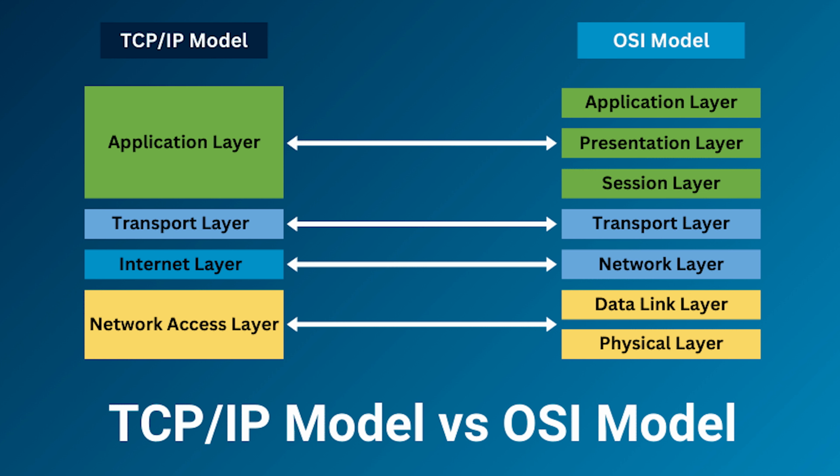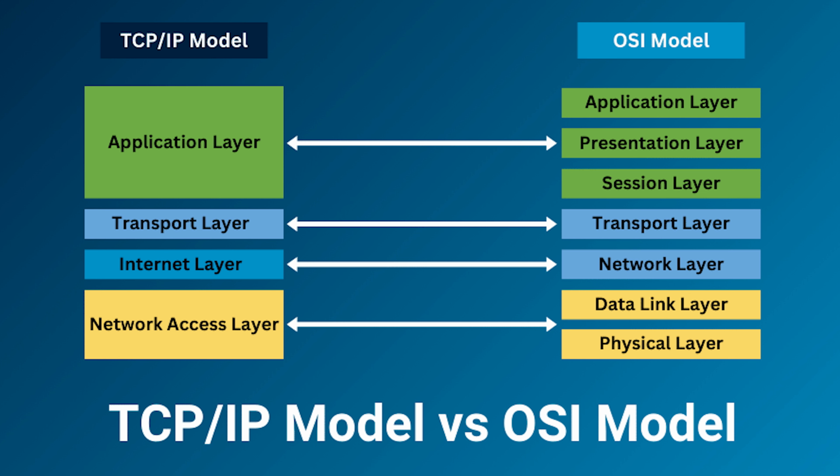The internet layer maps to the OSI network layer. It includes the IP protocol and handles routing and logical addressing across the whole network. The transport layer aligns with the OSI transport layer. TCP and UDP are still key here, managing communication between processes across hosts.